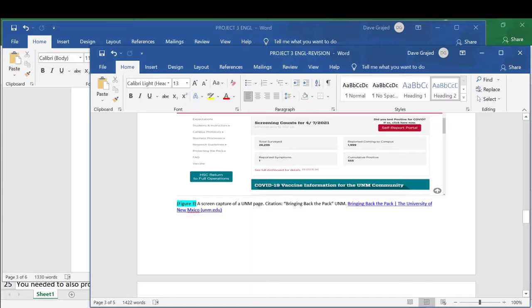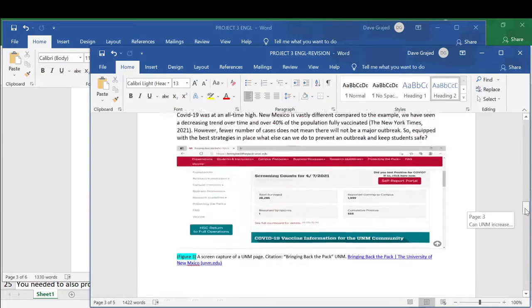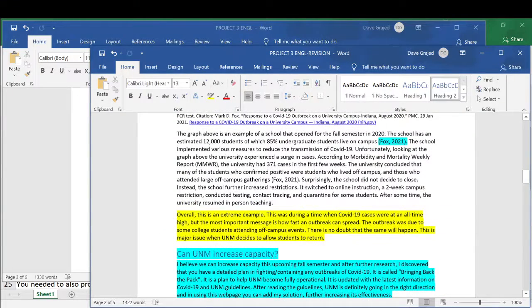Moving forward, I took the suggestion to mention how extreme the example was and how UNM will be in a different position this fall, which is highlighted in yellow. The next comment was incomplete sentences throughout my text. I did find the errors and I did change them throughout the paper.